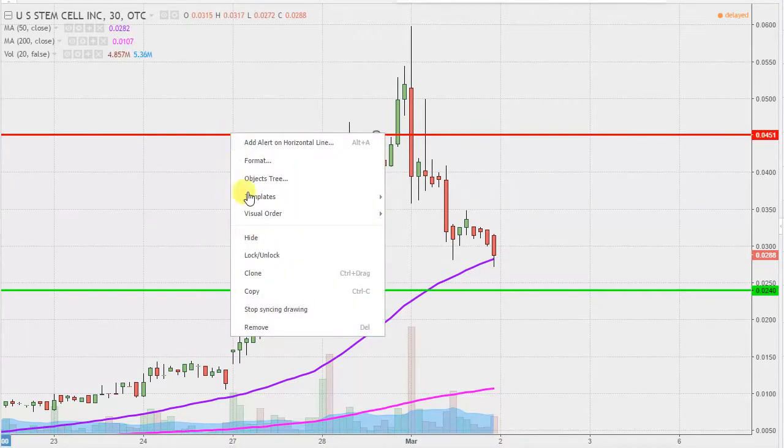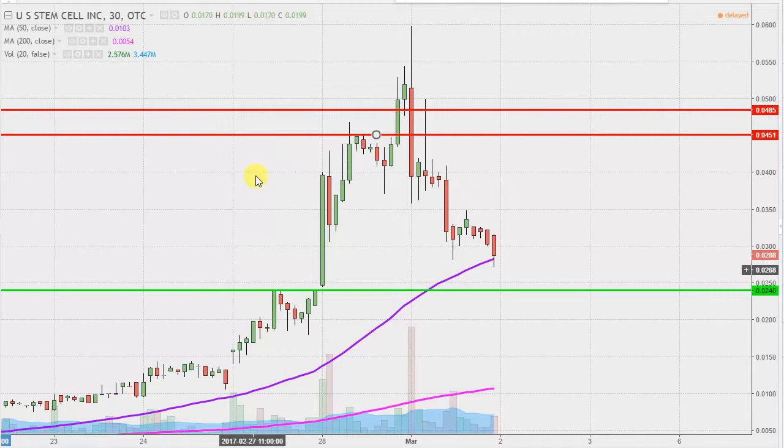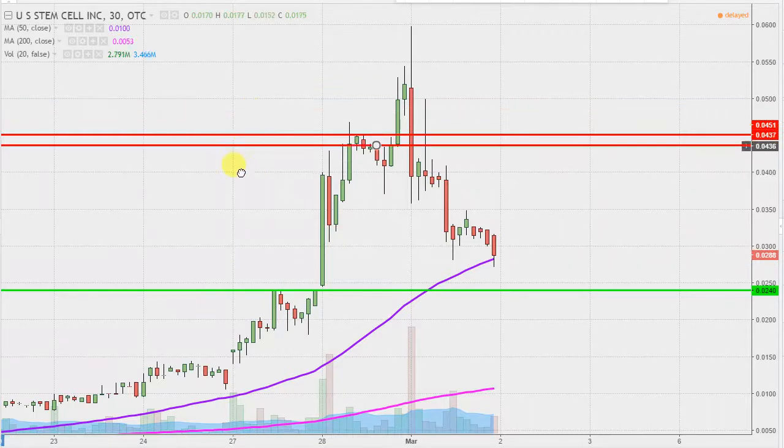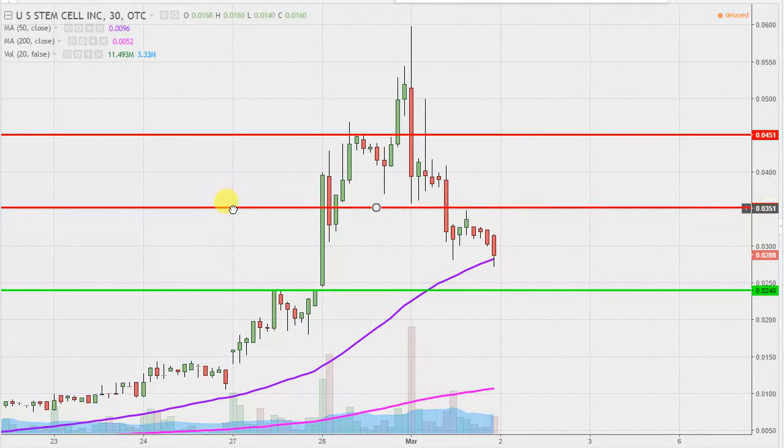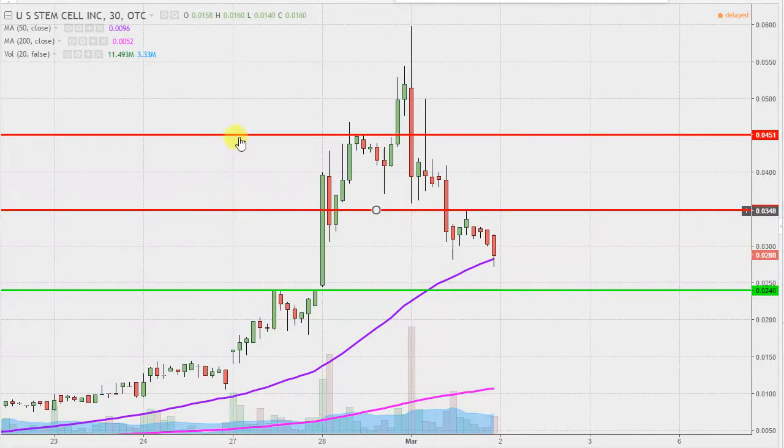Another area of resistance, a little bit nearer term, I'm going to call right here at, what is that? 0.035 mark. So 0.035, and then, that makes it easy, 0.045, two areas of resistance with any sort of bounce.